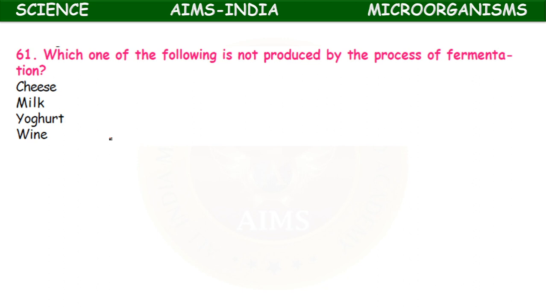Last question, which one of the following is not produced by process of fermentation? Cheese, milk, yogurt, wine. So, milk is not the product of fermentation, remaining all the products of fermentation. So, here these type of questions, you have to read questions carefully. Here if you neglect this word not, then you will be in a confusion. Cheese is a fermented product, yogurt is a fermented product, wine is a fermented product. Which one of the following is not?